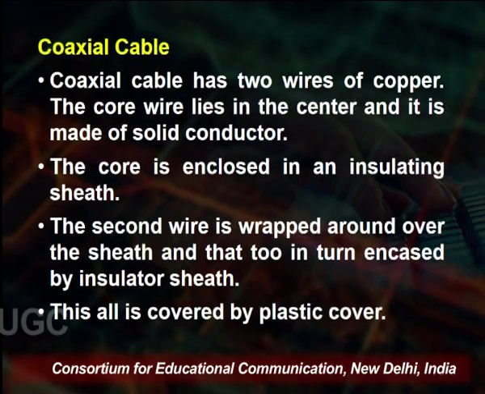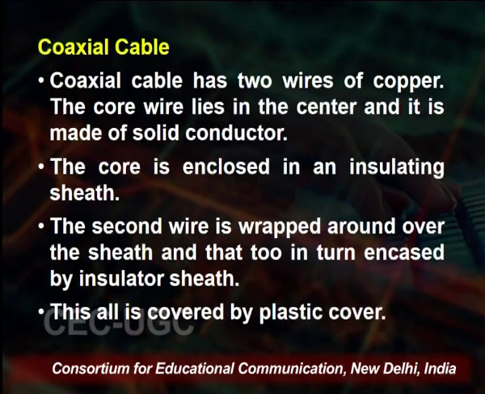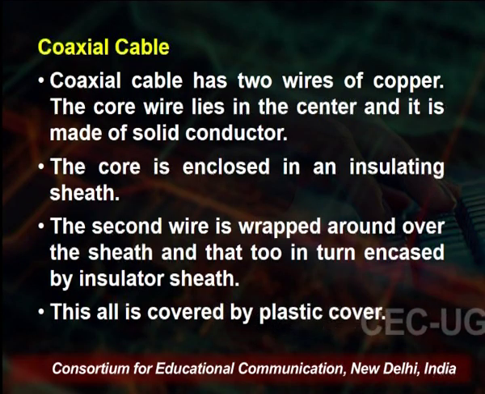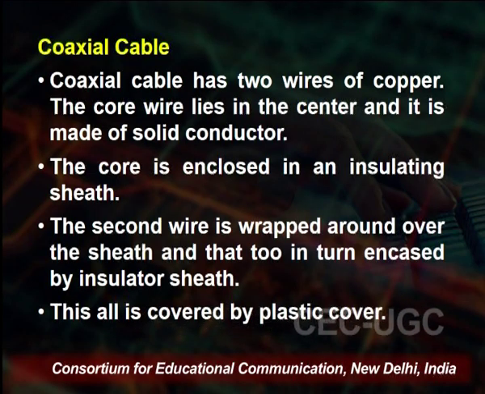Coaxial cable has two wires of copper. The core wire lies in the center and it is made up of a solid conductor. This core is enclosed in an insulating sheath. The second wire is wrapped over this sheath, and that too is in turn encased by an insulator sheet. So two wires on two different levels, both enclosed in an insulated cover, and this whole assembly is again covered by a plastic cover.